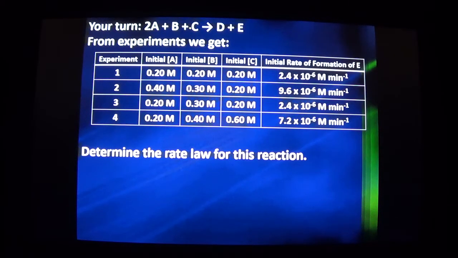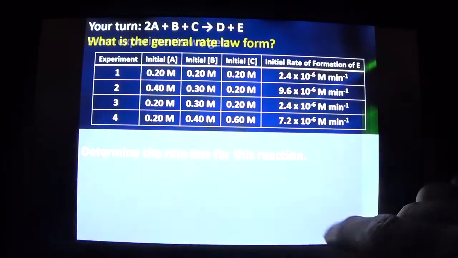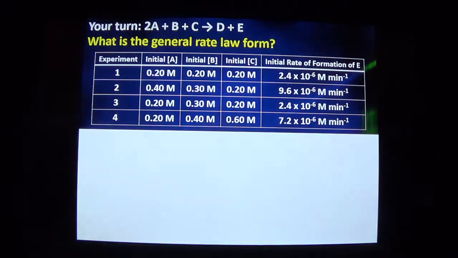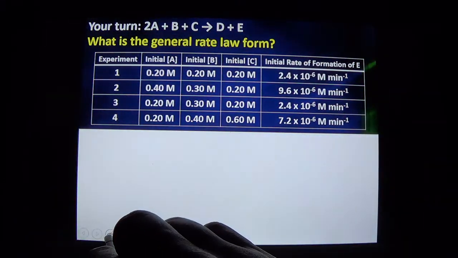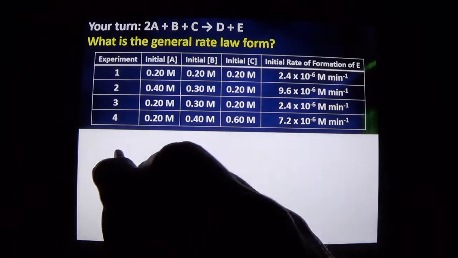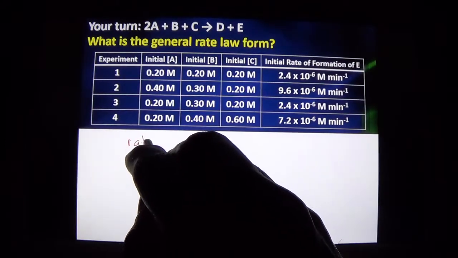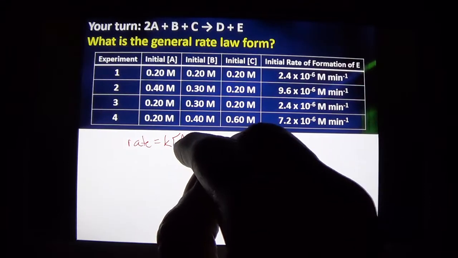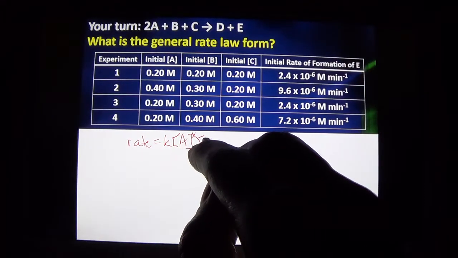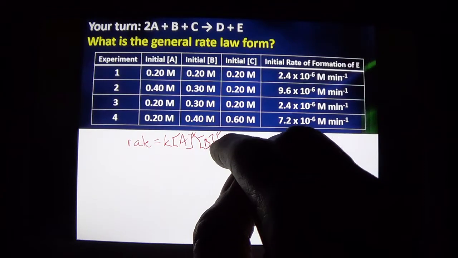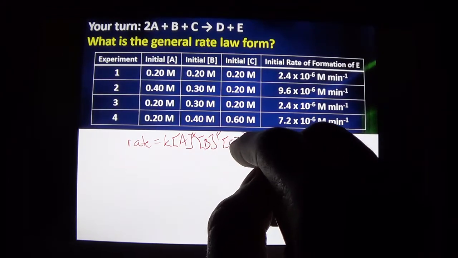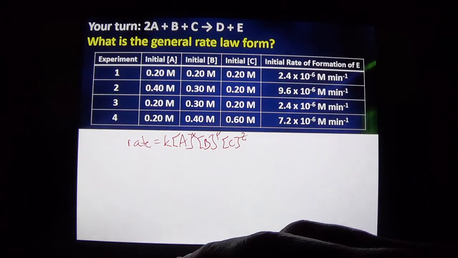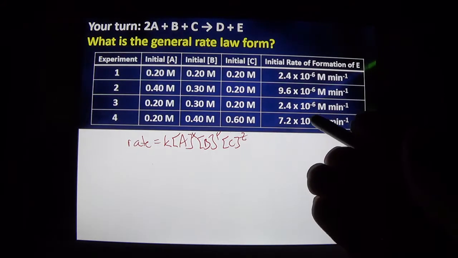It's longer, but it's not harder. Okay, so what's our general rate law form? And I'm going to switch to a darker color. We're going to have that rate equals k concentration of A to the x, and I just pick x. Concentration of B to the y, concentration of C to the z. I just picked x, y, z to pick x, y, z. It doesn't have to be anything in particular.